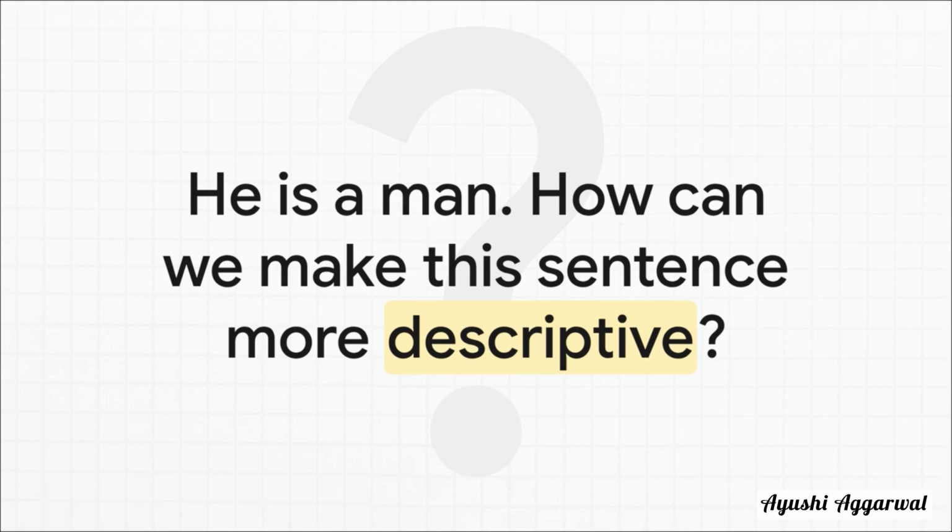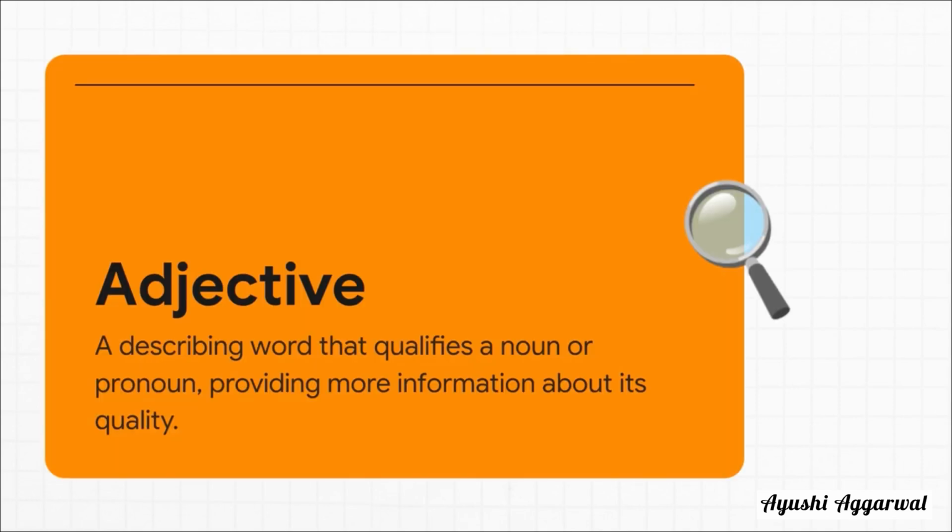He is a man. Now, just think for a second. What words could we pop in there to give it a bit more color, a little more meaning? Maybe he is a tall man, a strong man, or maybe an honest man. And you know what? Those magic words you were just thinking of, like tall, strong, or honest, that's exactly what we call adjectives. Basically, they're describing words that qualify a noun or a pronoun. In other words, they just give us extra information about it.